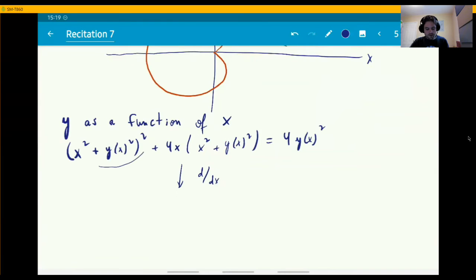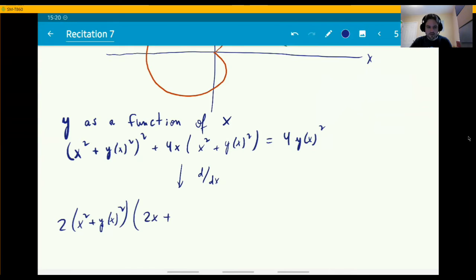So what is the derivative here? First term. You need a chain rule for this. You have something squared, so the derivative would be 2 times that thing, that inner function. But you need to multiply this by the derivative of this inner function. Derivative of x squared plus y squared. Well, that would be 2x plus, how do we differentiate y squared?